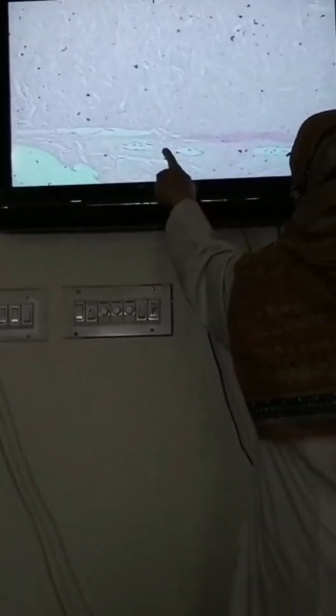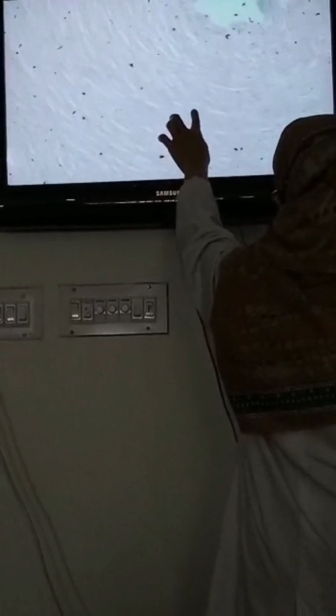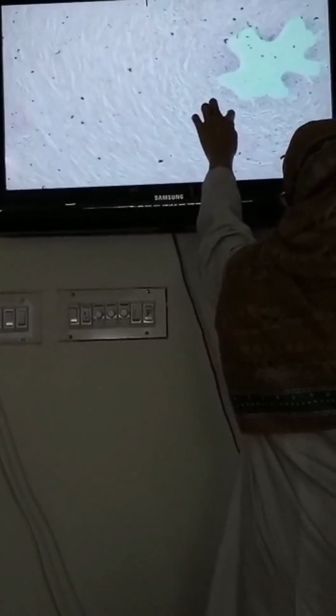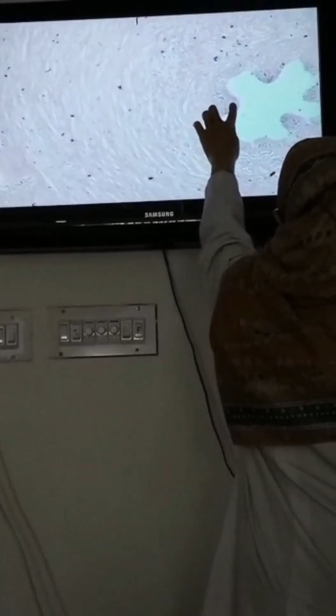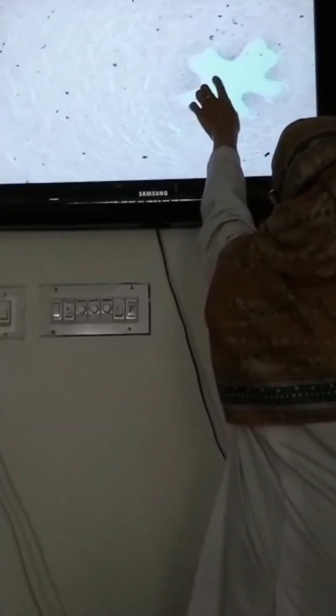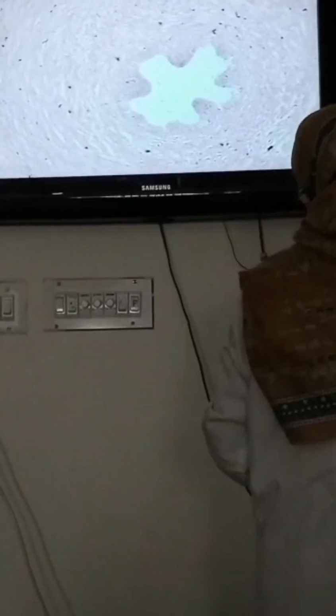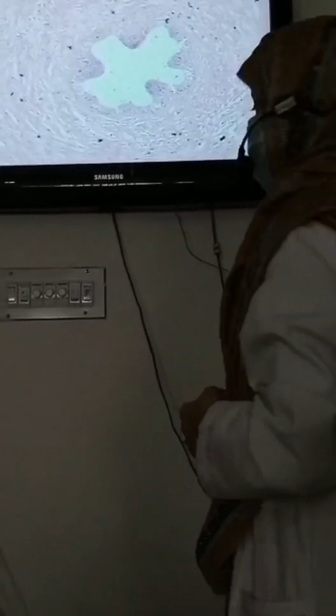So again, from outwards to inwards: the outer longitudinal, the middle circular, the inner longitudinal, then comes the lamina propria, and this is the epithelium and the lumen, which is showing the pseudostratified epithelium in it. So I think this is all for today. Thank you very much.